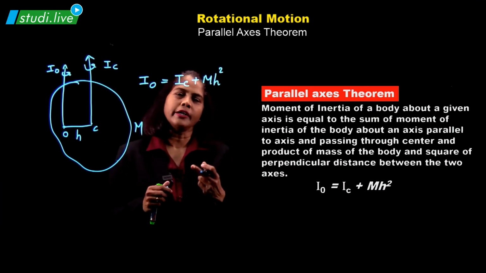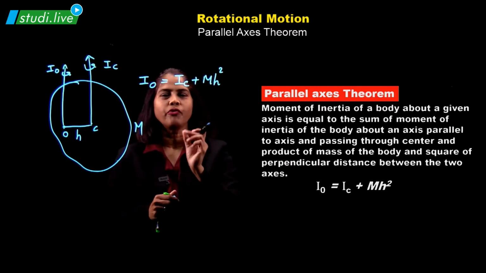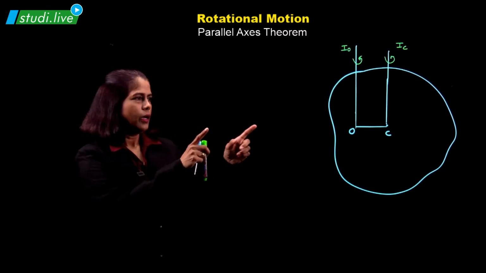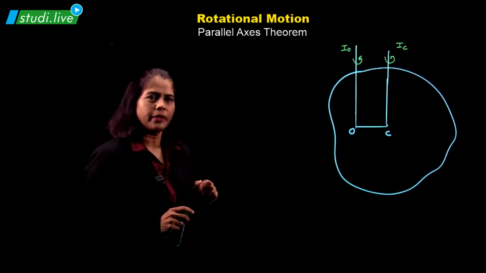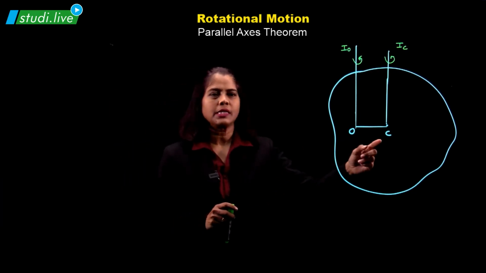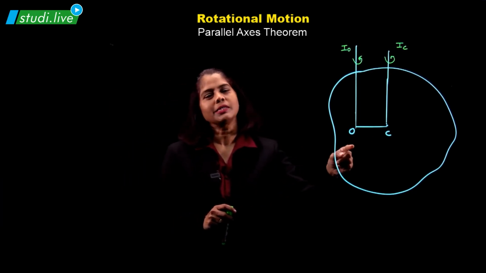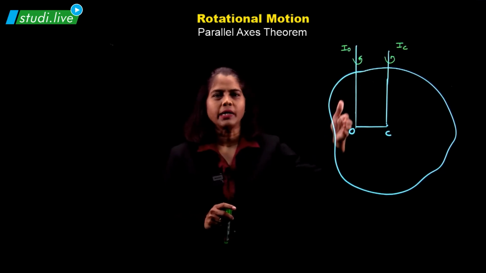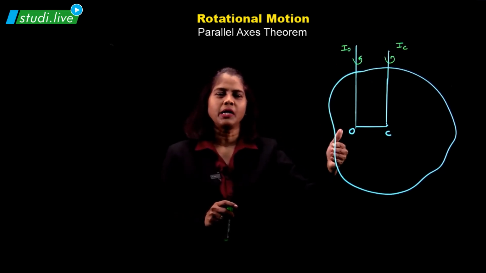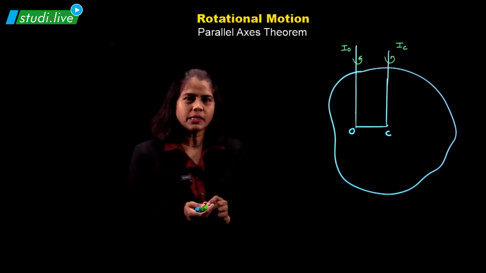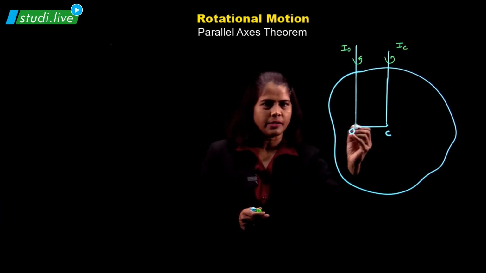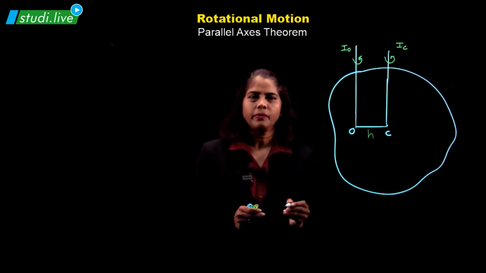Now, let us continue with the derivation. That is a proof of this statement. Okay. Now, look at this diagram I have drawn here. As I told you, C is the center of mass, O is any point, and the two axes are passing through center of mass and O. And the distance between two parallel axes is h, right?